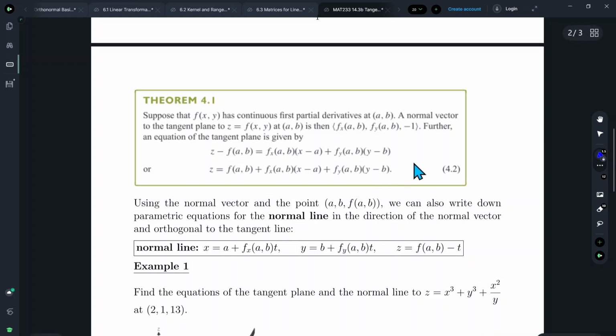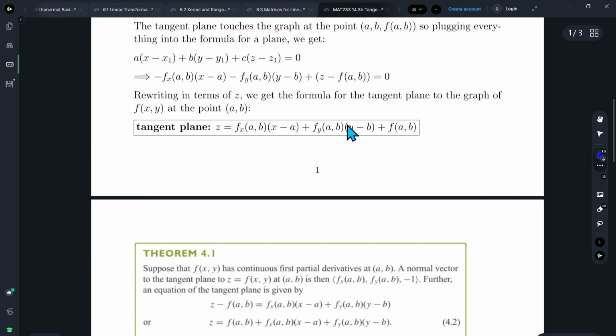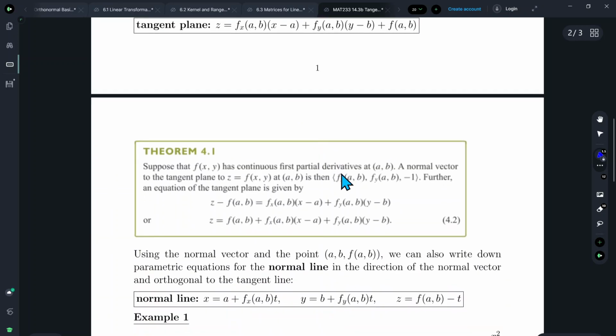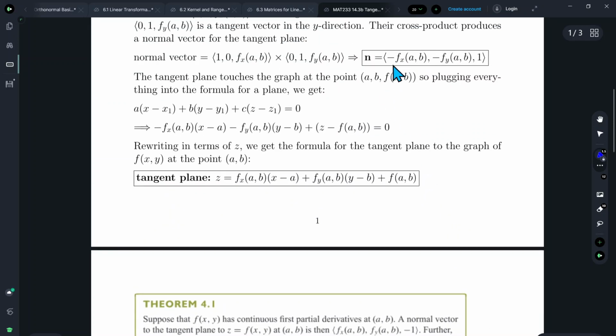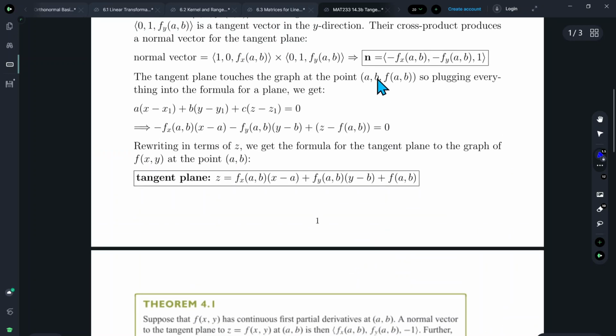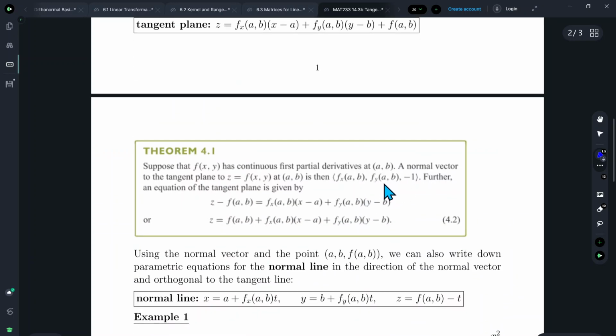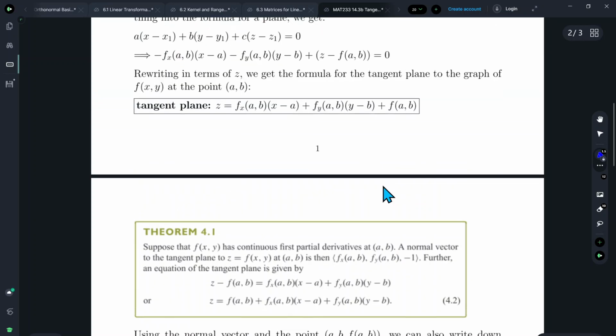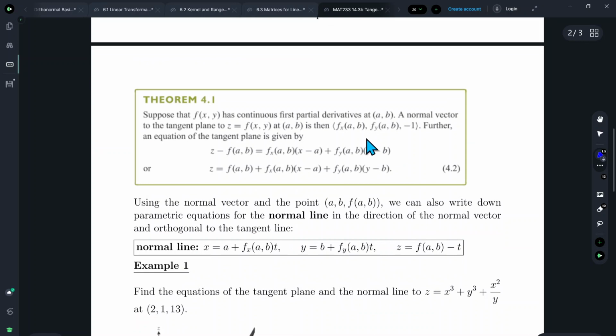Okay, continuing on to the second page. At the top here is presented the formula for the tangent plane again. So this is the same formula as I've presented on the previous page. However, if you look at the way the normal vector is written here, this vector is the negative of the normal vector I wrote on the previous page. But in the end, the normal vector and its negative are both orthogonal to the tangent plane, so either can be used as the normal vector.